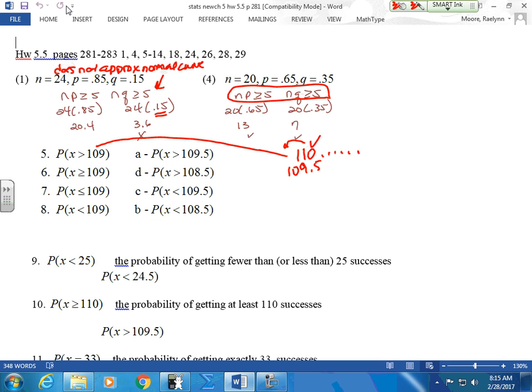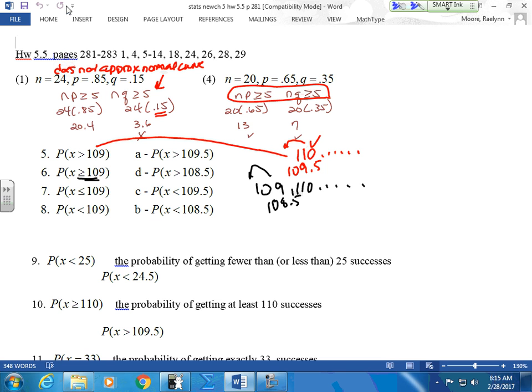This guy now is different. Because this one said, oh, you're going to count 109. You're going to start at 109, then 110. It's still a left end. So you're going to drop down to 108.5. Same inequality.